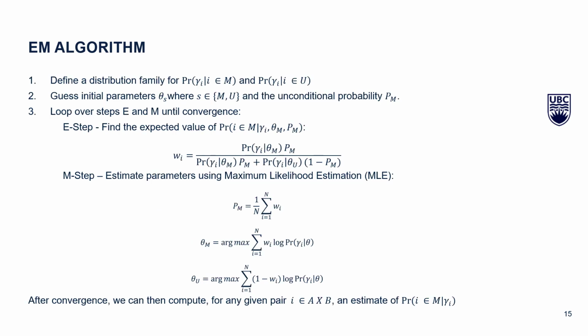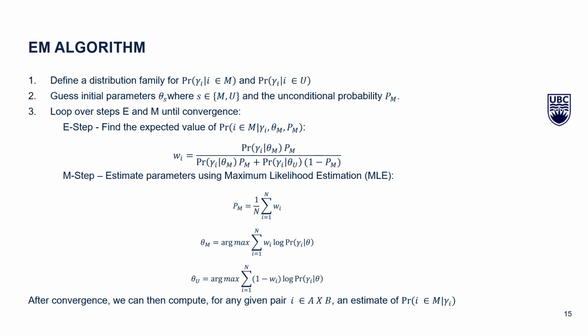Now to go step by step through the expectation maximization algorithm. First, we're going to define a distribution family for the probability of each observation belonging to the true match group or the non-match group. Then, we're going to guess the initial mu and sigma for each group along with the unconditional probability to be a true match. Then, we're going to loop over steps E and M until convergence.